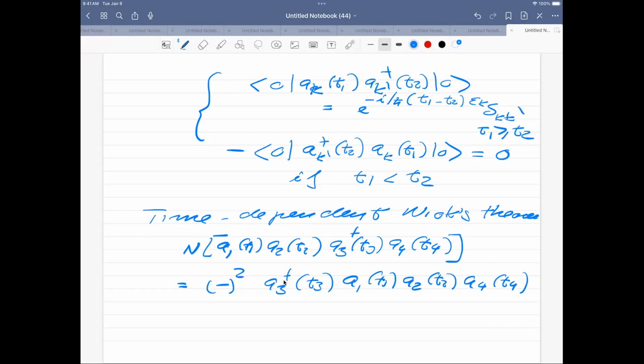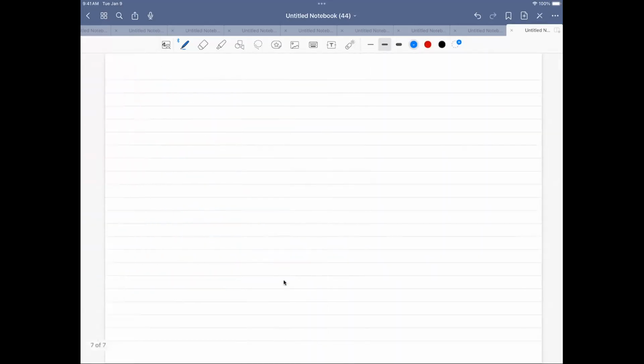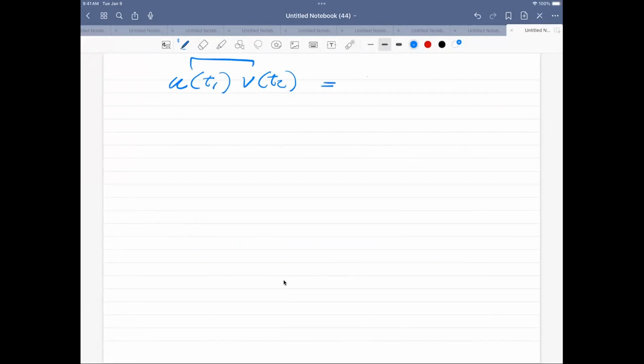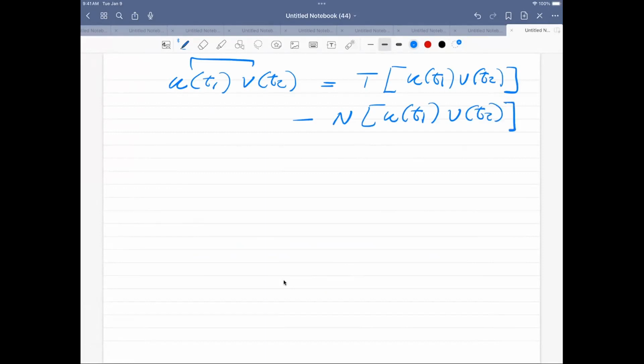And so that means that when I take an operator, if I look at a contraction now between two operators, U of T1 and an operator V, and now I'm just letting these be generic operators, this is something which I would redefine as the time ordered product of U of T1, V of T2, minus the normal ordered product of U of T1 multiplied with V of T2. So this is now going to be my new definition of the contraction. So let's look at an example again.